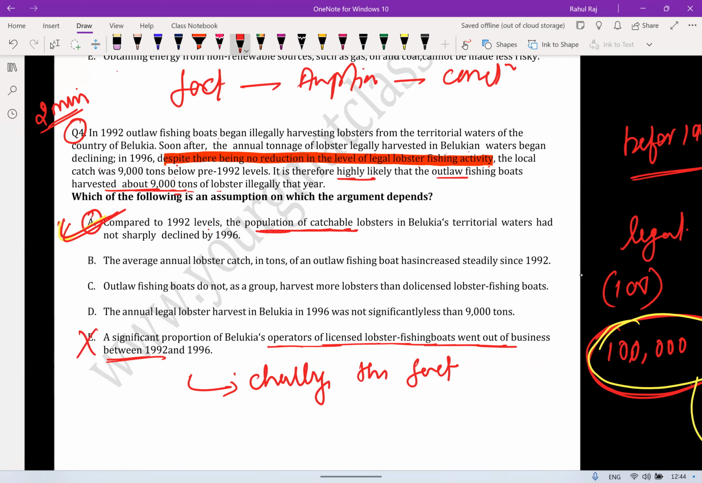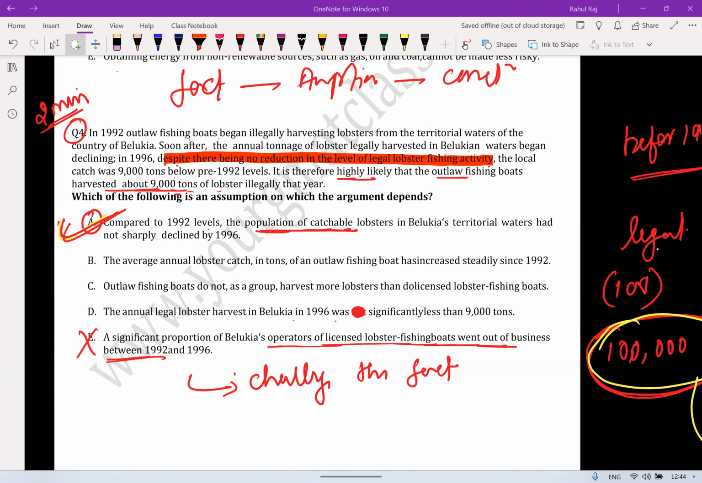Now come down to D. The annual legal lobster harvest in Billiken in 1996 was significantly less than 9,000 tons. Can you eliminate D in one sentence? How can you eliminate D in one sentence? Tell me. It was less than 9,000 tons. Not total was not 9,000 tons. No. Any valid answer for why you eliminate D? It is challenging the fact.